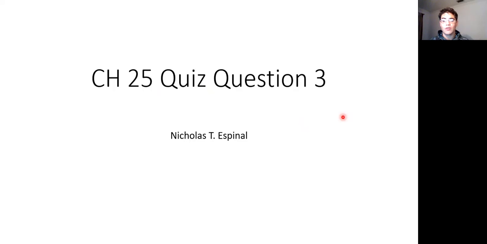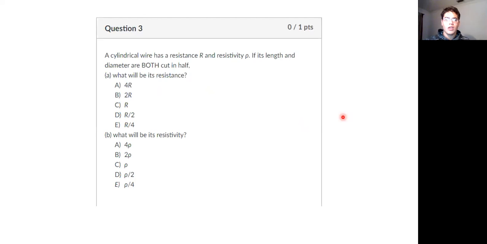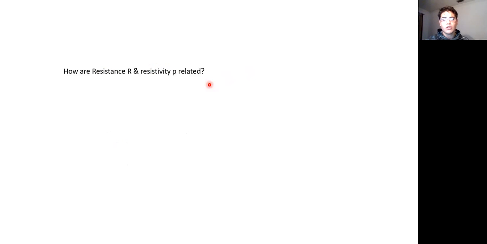This is my third question for my Chapter 25 quiz, and this is what it asks. A cylindrical wire has a resistance R and resistivity ρ. If its length and diameter are both cut in half, A, what will be its resistance, and B, what will be its resistivity? So first we have to ask ourselves, how are resistance R and resistivity ρ related?